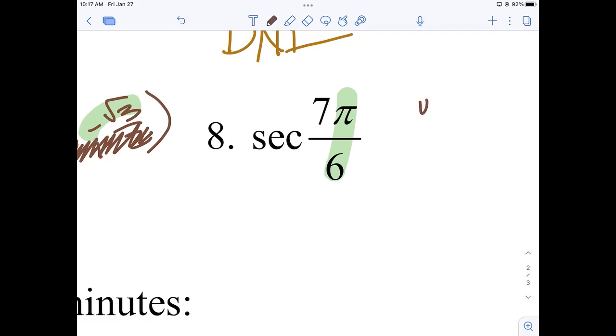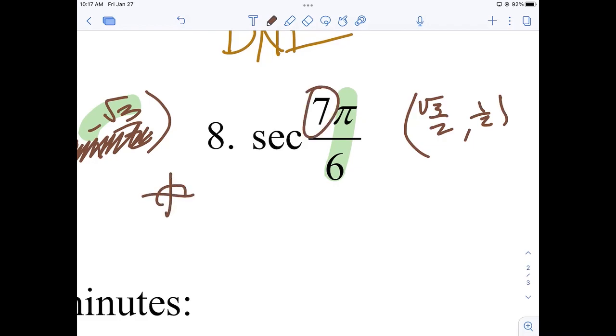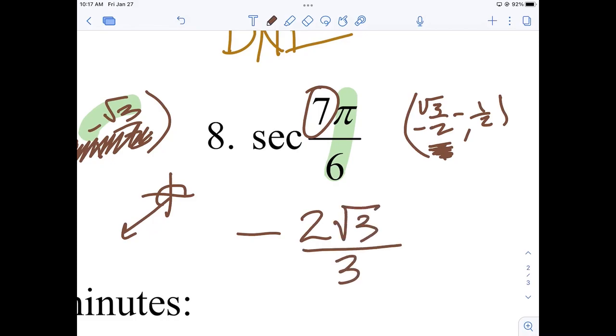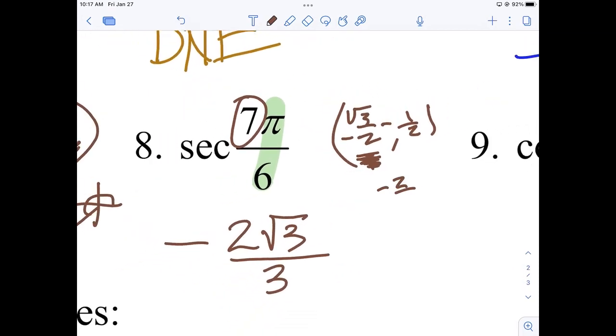Pi 6. Square root of 3 halves, 1/2. 7, bigger than 1. Quadrant 3. Both negative. Secant is the reciprocal of x. This is my favorite trig ratio on the whole board. What is the secant of 7 pi 6? Good. -2 root 3 over 3. If you want to see that real quick, you flip it to get -2 over the square root of 3. You multiply by root 3 over root 3, and you get that answer. So hopefully you can do that in your head. -2 root 3 over 3.